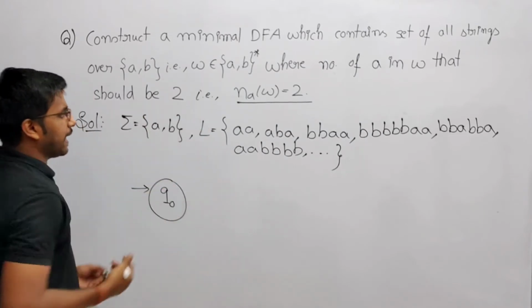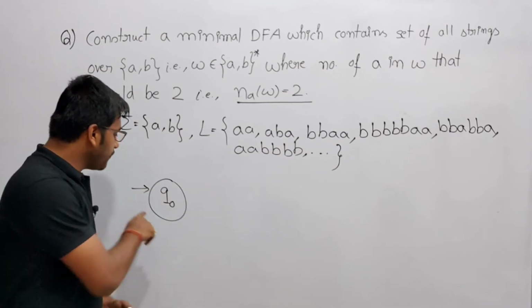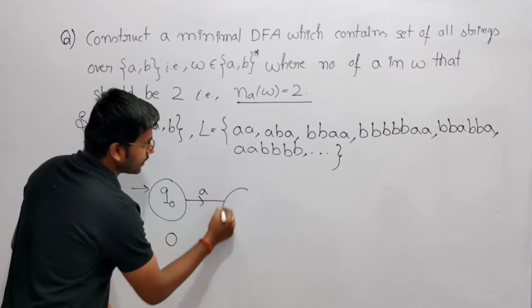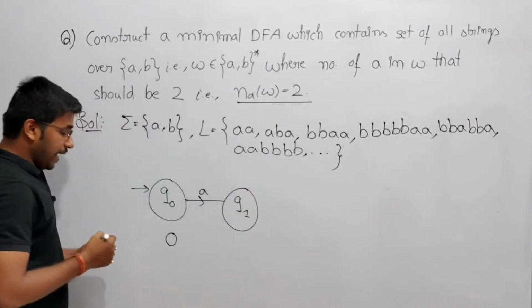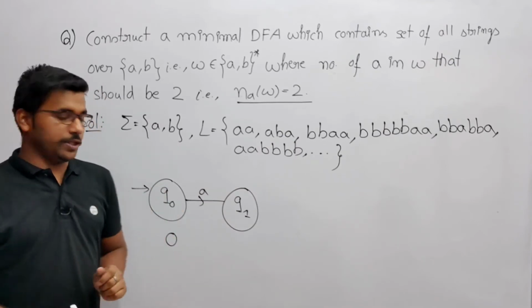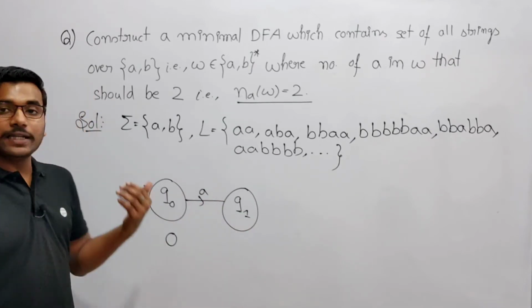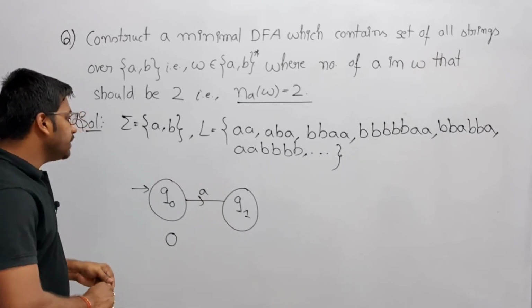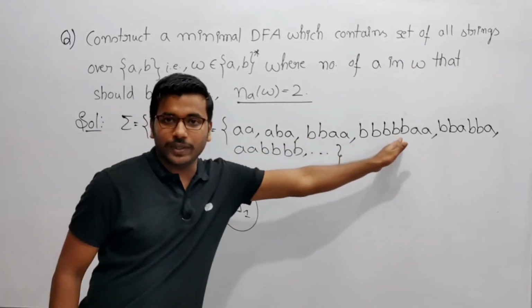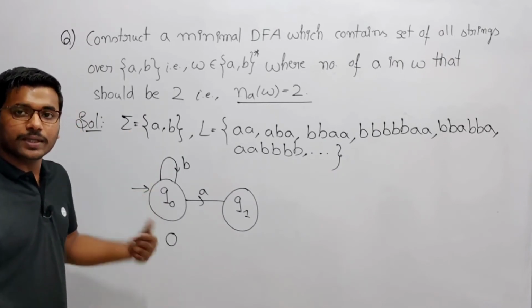Now with respect to this language, what is that state indicating? That state is indicating that the number of a here is 0. Now by getting a, the number of a is now 1. Since it is a DFA, for every state we have to give a transition for every input alphabet. Q0 by getting a, I have given the transition, it is going to Q1. But Q0 by getting b, where is it going? It will be in the same state. Why? Because after getting any number of b, the number of a is still 0.